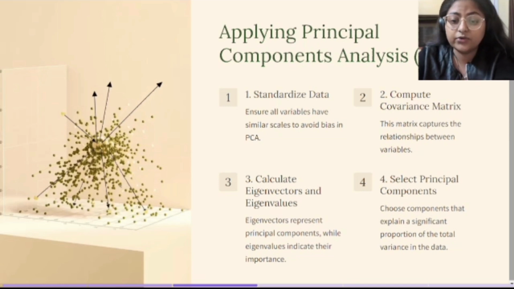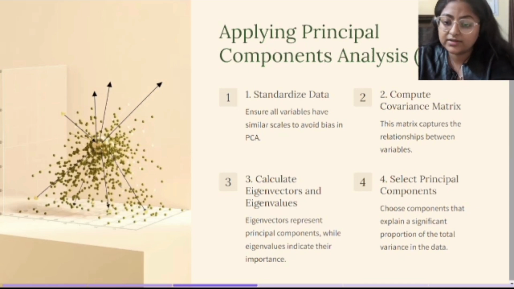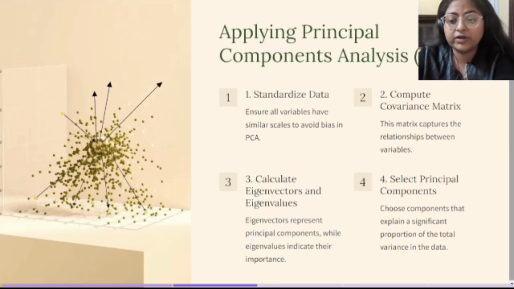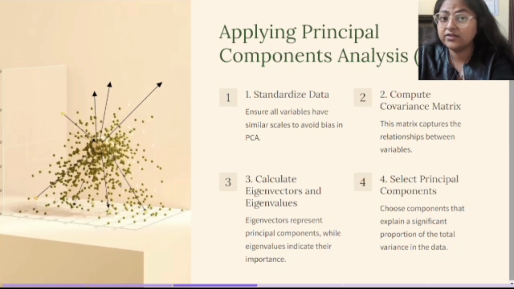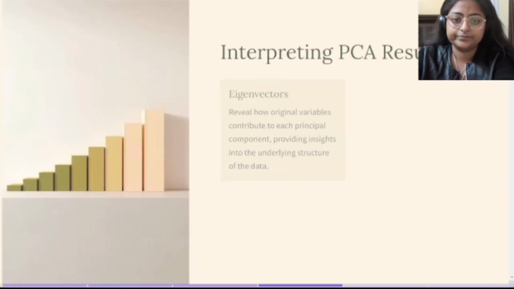Third method is to calculate eigenvectors and eigenvalues. Eigenvectors represent principal components while eigenvalues indicate their importance. And the fourth most important technique is to select principal components. Choose components that explain a significant proportion of the total variance in the data.